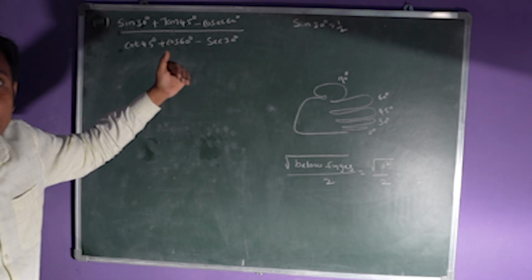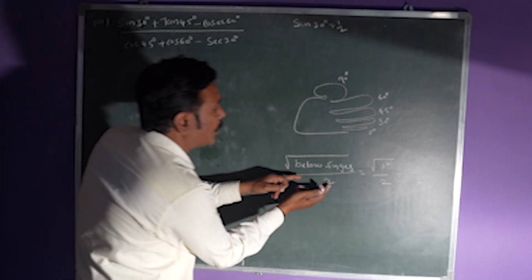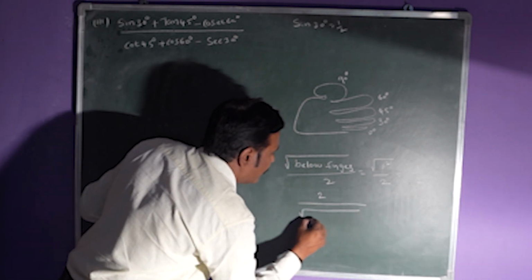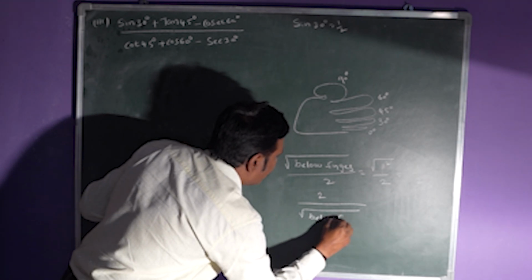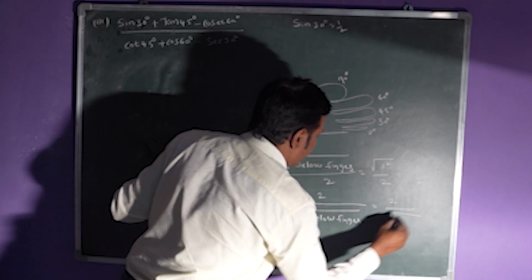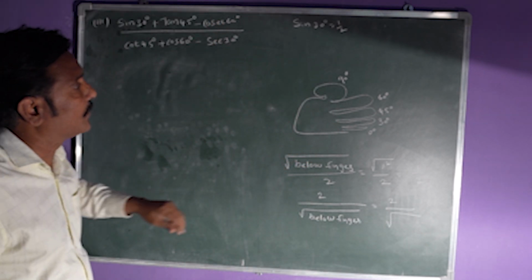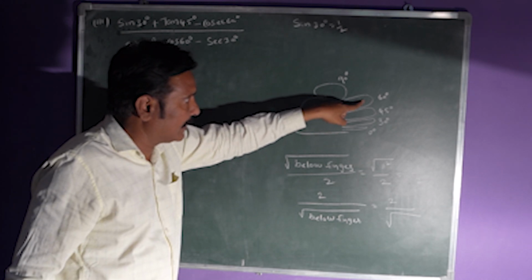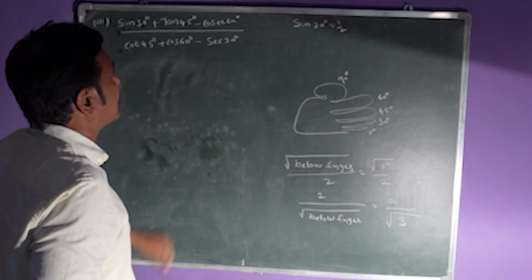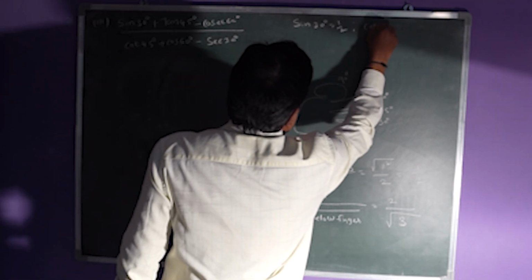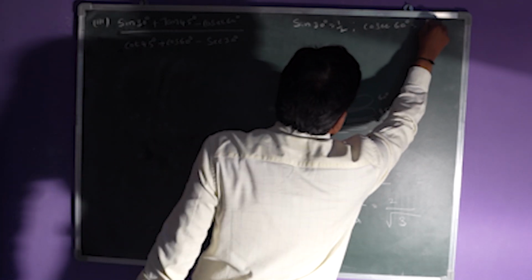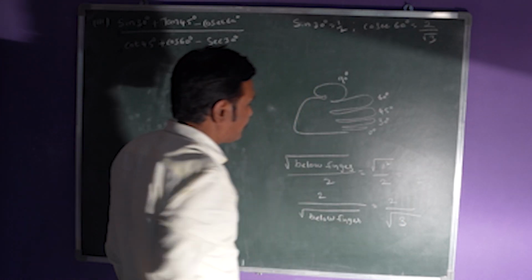Sine's opposite is cosecant. Cosecant means 2 by root of the below finger. The 60 degrees below finger count is 1, 2, 3. So 2 by root 3 is the cosecant 60 degrees value. Cosec 60 degrees value is equal to 2 by root 3.